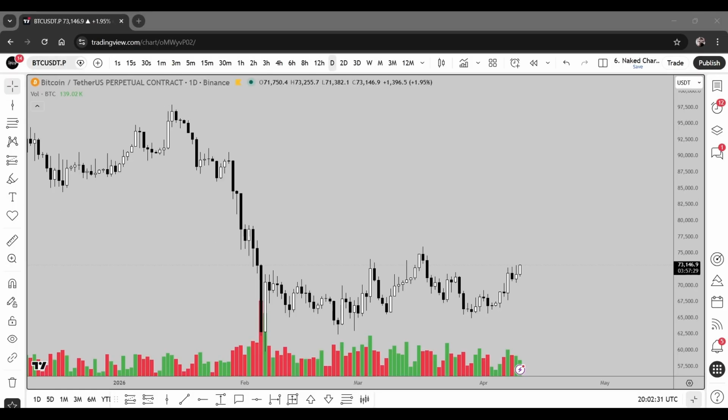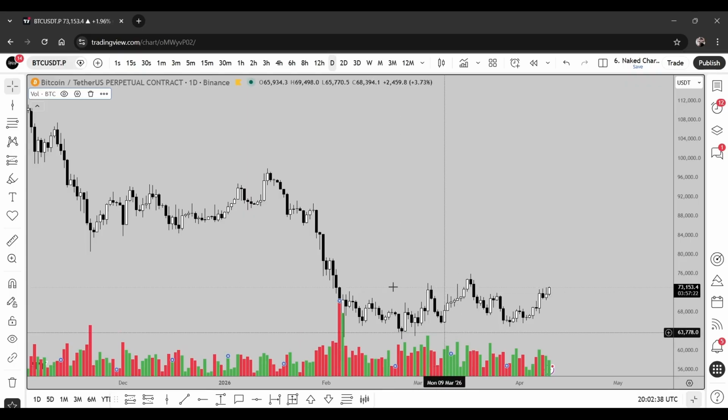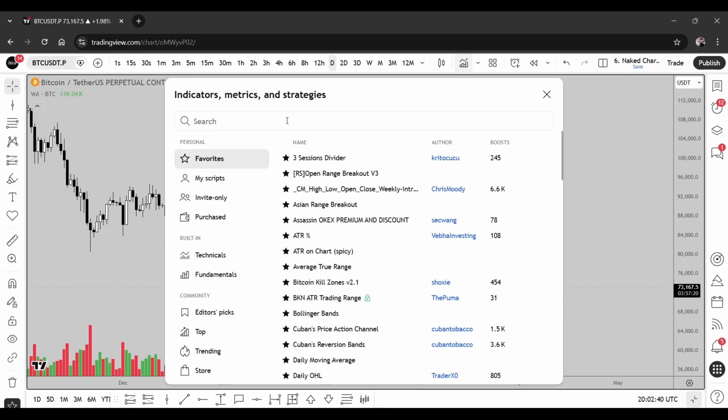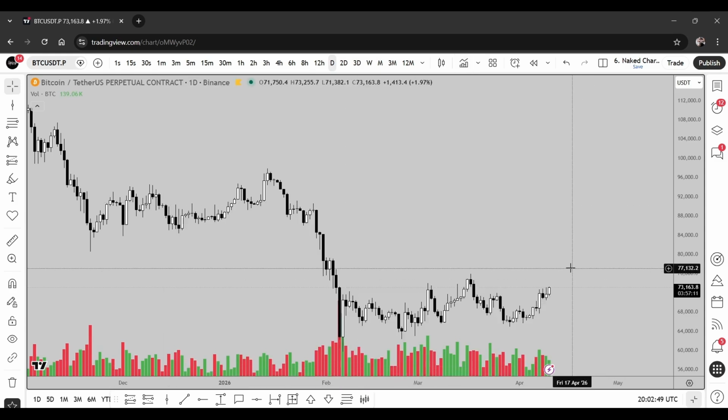All right, so by default, on TradingView, the volume might appear something like this on your chart. If you don't have volume on your chart, you can just search for volume in the indicators tab in the upper toolbar and click this one where it literally just says volume and nothing else. And it should add this.